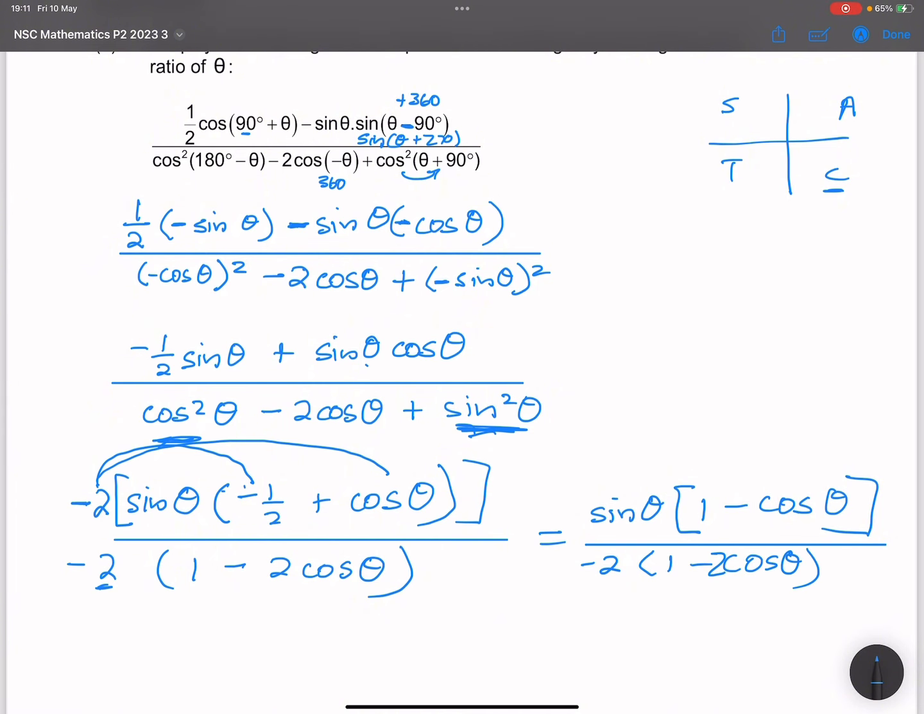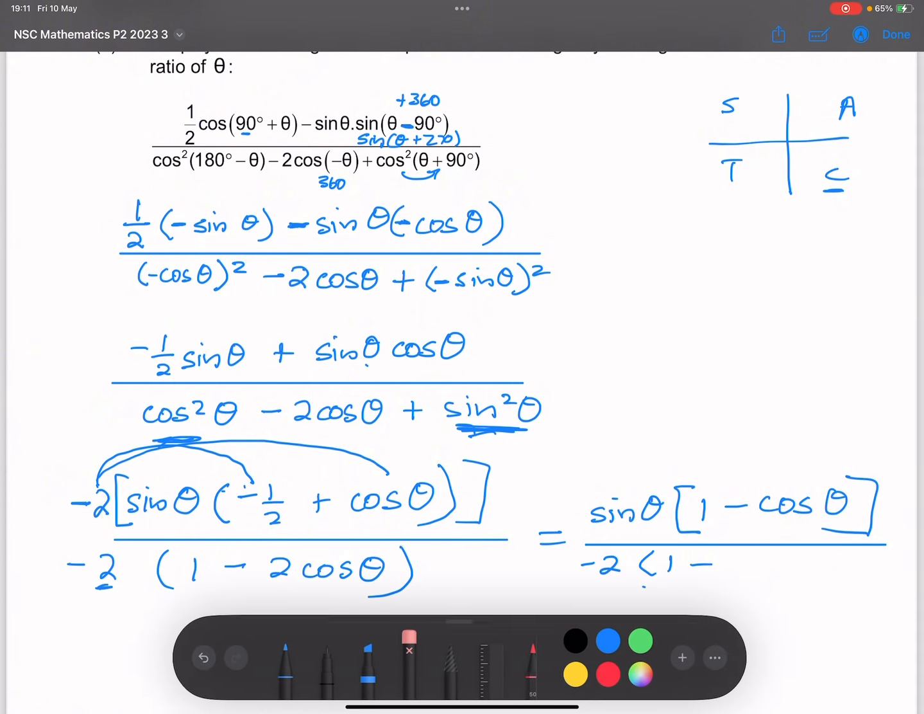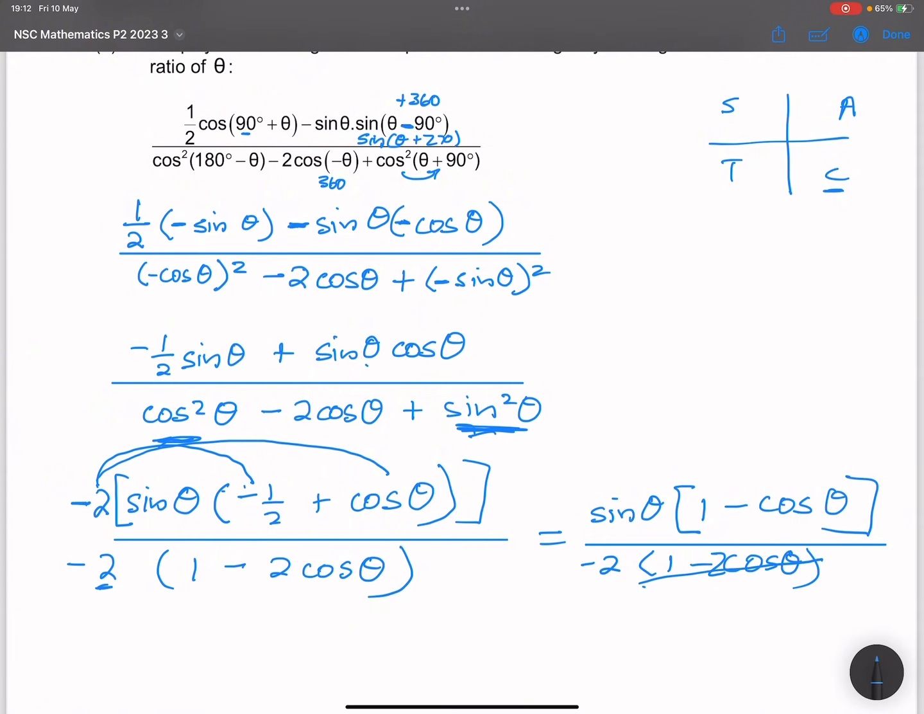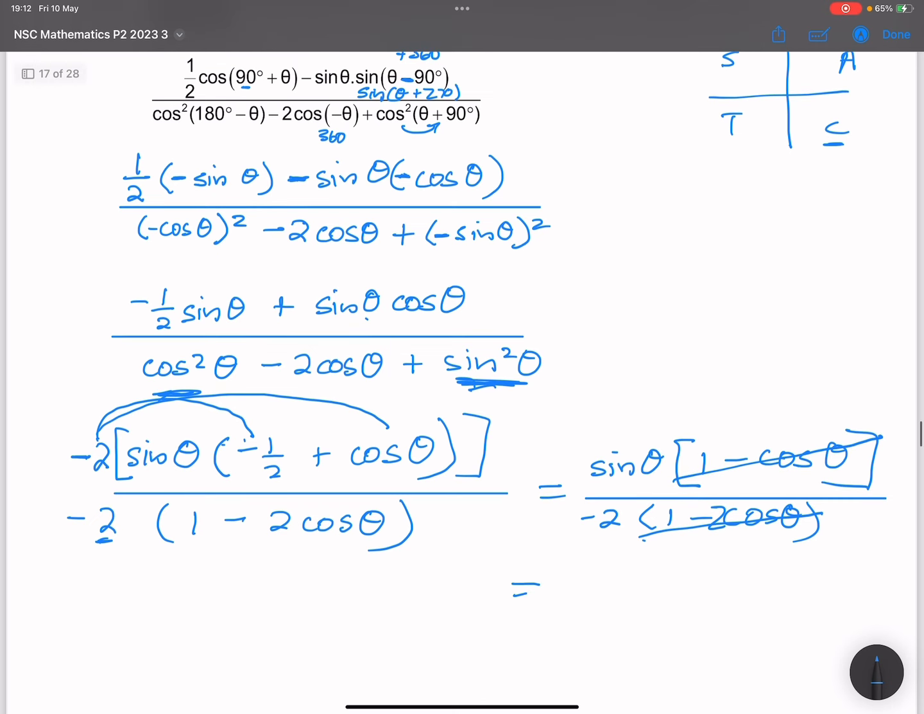Now if I realize that, then it means that this guy is going to cancel. So this guy is going to cancel that guy over there. And so what will I have? I will have negative sine theta over 2, or you can say this is going to be minus 1 over 2 the sine of theta. All right, I hope that makes sense.